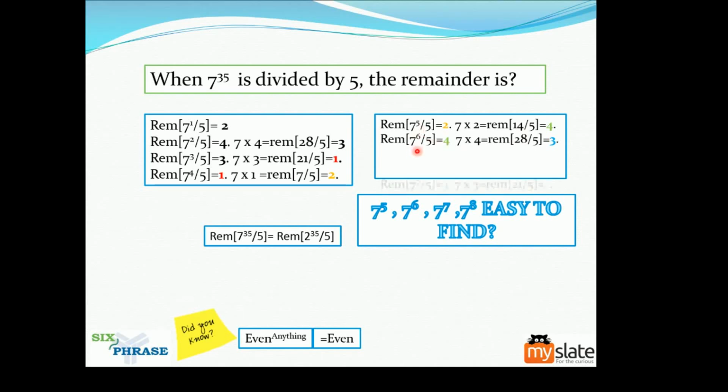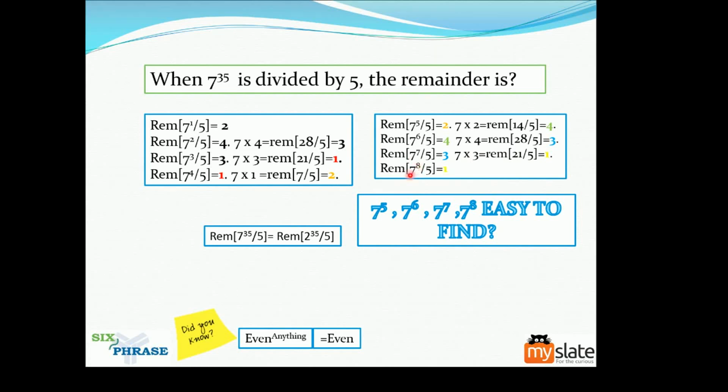Take this 7, multiply it by 4, you will get 28 divided by 5. The remainder when 28 is divided by 5 is 3, put the 3 here. You don't need to find 7 power 7. Now 7 power 8, how do you find the remainder of 7 power 8 divided by 5?